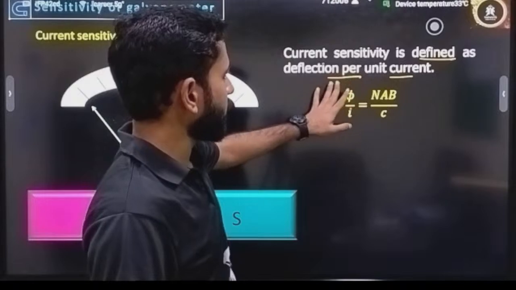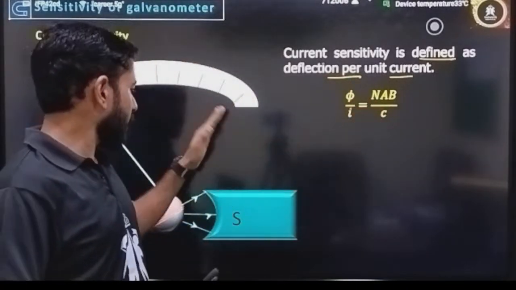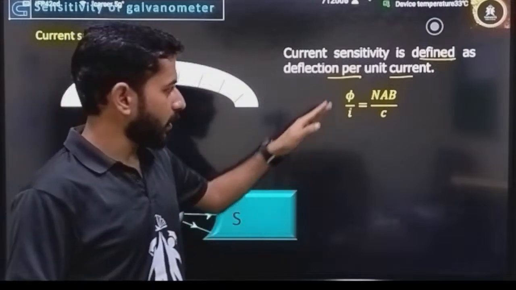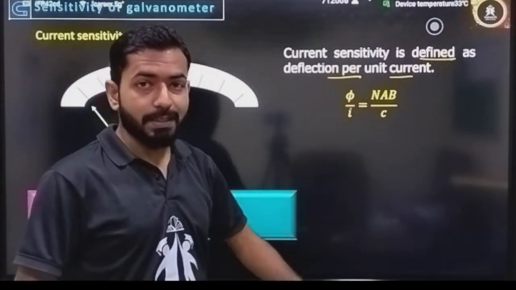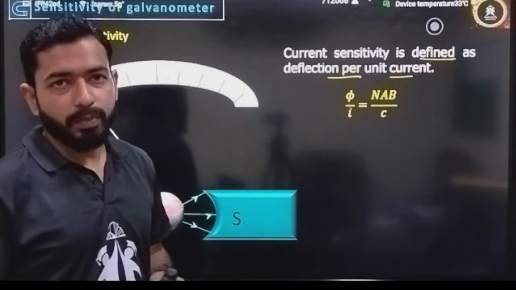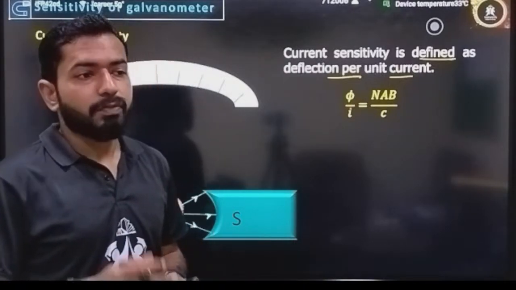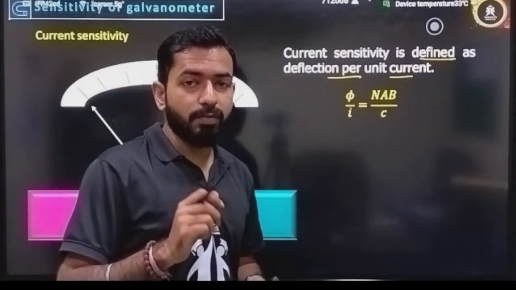This is current sensitivity, defined as deflection per unit current. Deflection means how much angle it is showing as deflection. Angle divided by current is defined as current sensitivity. It will tell you how sensitive your device is. And you know that a galvanometer is a very highly sensitive device. Even with very small currents it shows a very large deflection.